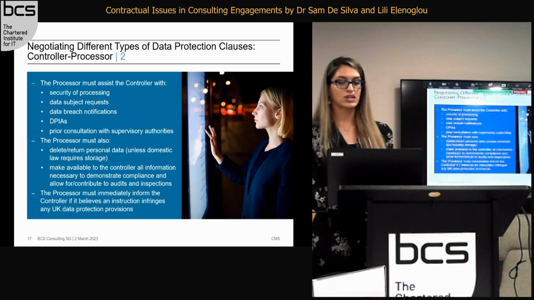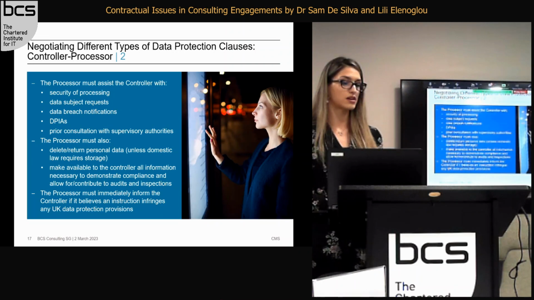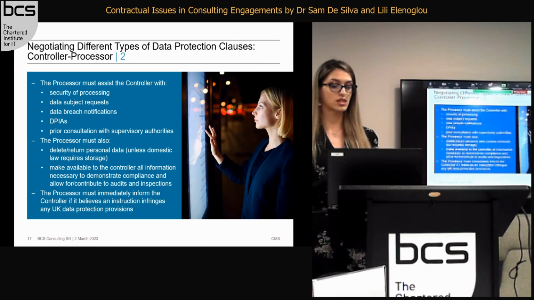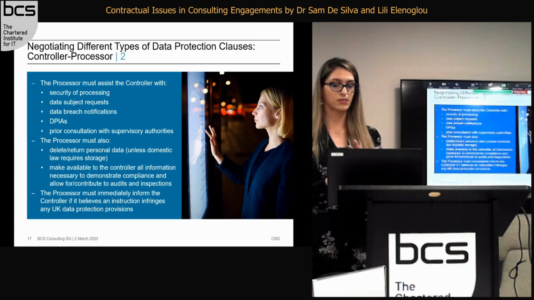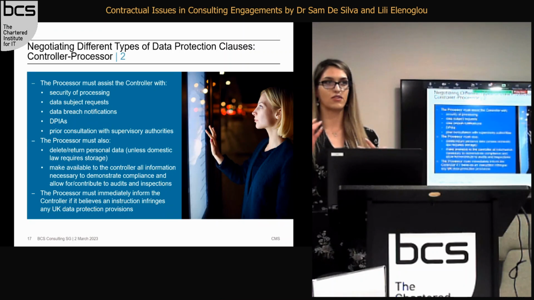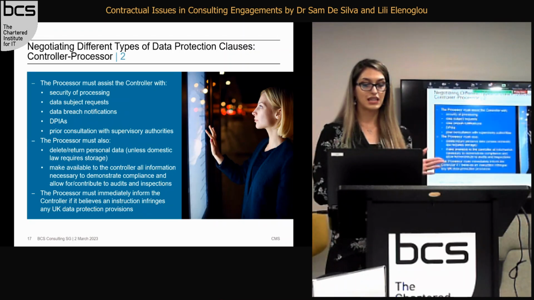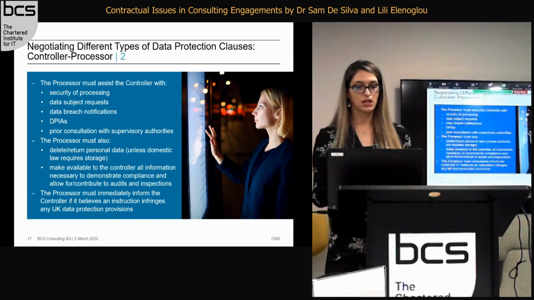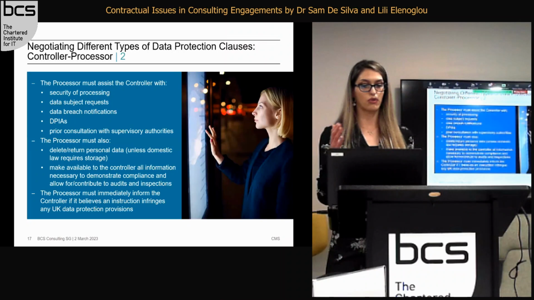The processor must also assist the controller with a few obligations that they have under the GDPR, including security of processing, data subject requests for exercising their rights, data breach notifications, the data protection impact assessment, as we said before, and prior consultation with supervisory authorities when there is very high risk processing. The processor must also delete or return personal data. This is at the choice of the controller, unless domestic law requires storage.